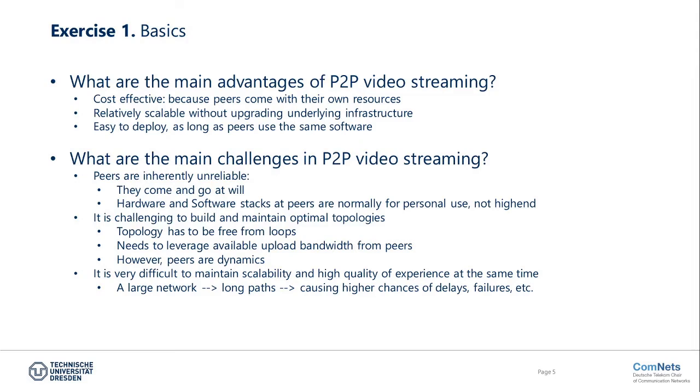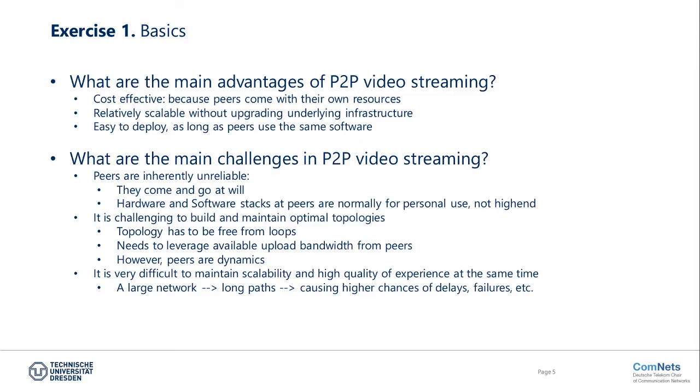The second challenge of P2P video streaming is that it is rather difficult to build and maintain an optimal overlay topology among the peers. So if we consider a push-based system where we need to build a tree or multiple trees among the peers, then those trees have to be loop-free.